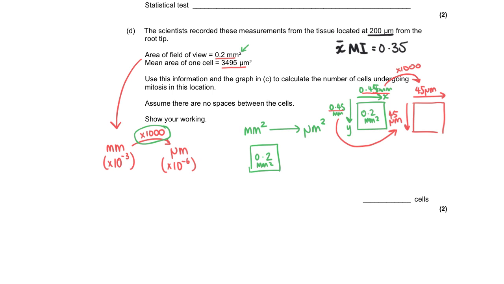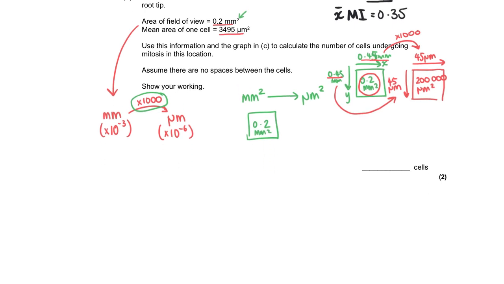In doing this, my total area value doesn't just increase by a factor of 1,000. Because I've done times 1,000 on the x and times 1,000 on the y, the numerical value for this area becomes 1,000,000 times bigger, because we've got that 1,000 from the x, 1,000 from the y, 1,000 times 1,000 is 1,000,000, and so now this 0.2 becomes 200,000. So 200,000 micrometers squared, and this is what we're going to be using to calculate the number of cells.